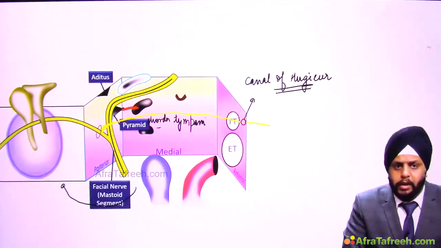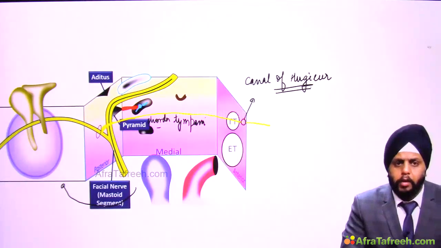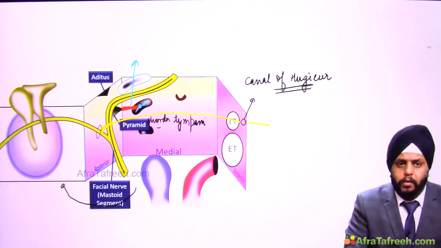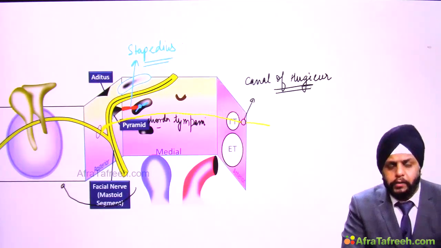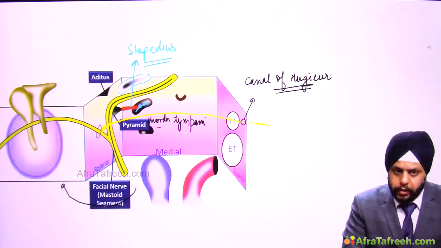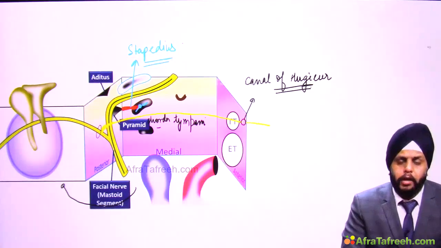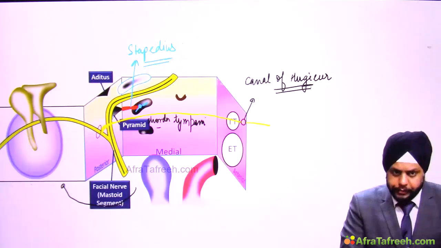From this pyramid, this muscle comes and goes forward and attaches to the smallest bone in the body, that is your stapes. I think you have all guessed the name of this muscle. This is your stapedius muscle. This is the smallest named muscle in the body, stapedius, and it is attached to the smallest bone, the stapes. Right? Okay. So this much anatomy of the posterior wall, I guess, is clear to everyone.